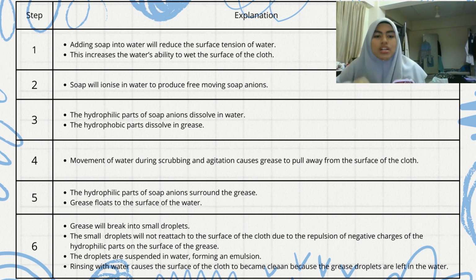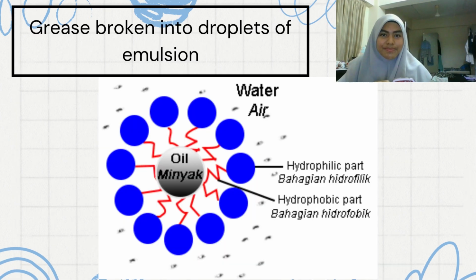Rinsing with water causes the surface of the cloth to become clean because the grease droplets are left in the water. Grease is broken into droplets of emulsion. The hydrophilic part will go to the water and the hydrophobic part will go to the grease or oil.